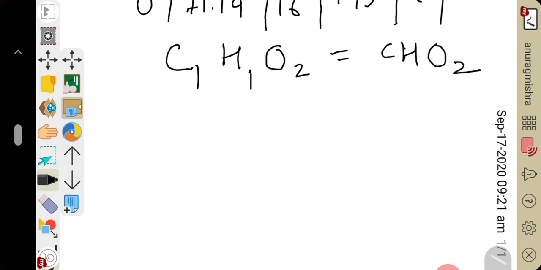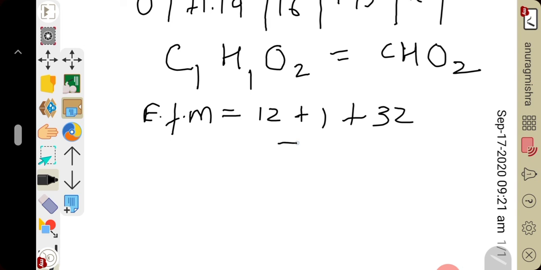Now you can find the empirical formula mass. Empirical formula mass means the mass of 1 carbon plus the mass of 1 hydrogen plus the mass of 2 oxygen. Mass of carbon is 12, plus 1 hydrogen is 1, plus 2 oxygen, 16 times 2 is 32. So the empirical formula mass is 13 plus 32, which is 45. Clear?